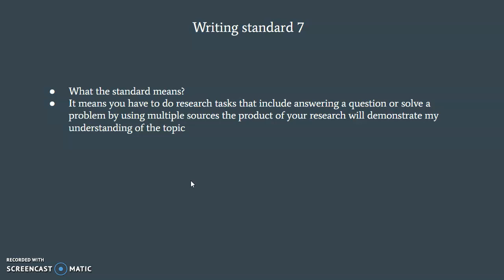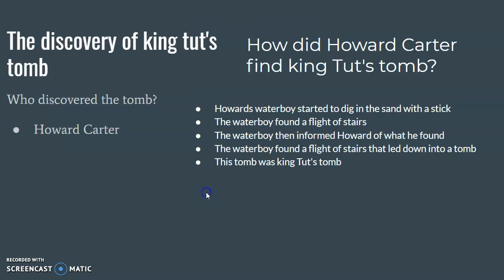Writing Standard 7. It means you have to do research tasks that include answering a question or solving a problem by using multiple sources. The product of your research will demonstrate your understanding of the topic. For example, the discovery of King Tut's tomb. Who discovered the tomb? Howard Carter. How did Howard Carter find King Tut's tomb?